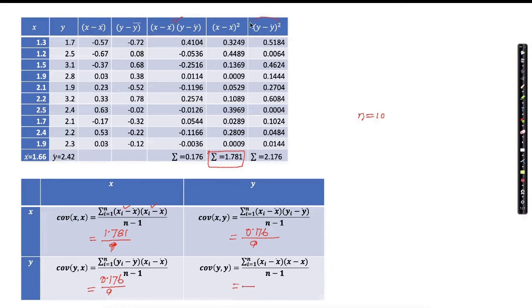And covariance of y comma y is evaluated as the sum of y minus y bar whole square, which is equal to 2.176 divided by 9, and these give us the values 0.198. This value is computed as 0.021. This value is computed as 0.021, and this value is computed as 0.242.